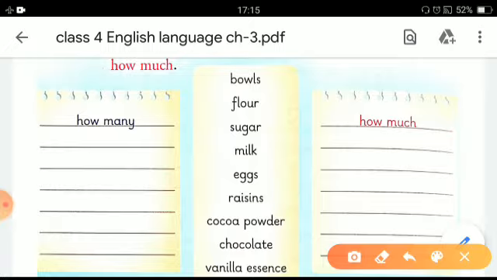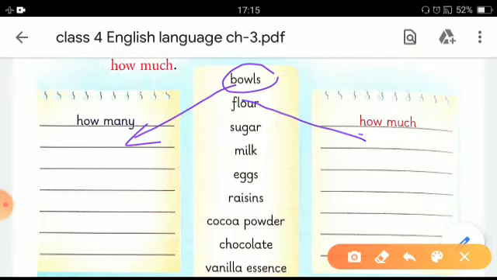The first item you can see is bowls. If I ask how many bowls, it will give you a number, 4 bowls or 5 bowls. It means it will go under the heading how many. It's a countable noun. And the next one is flour. It's uncountable. It gives you the answer how much. So it will go under the how much category.